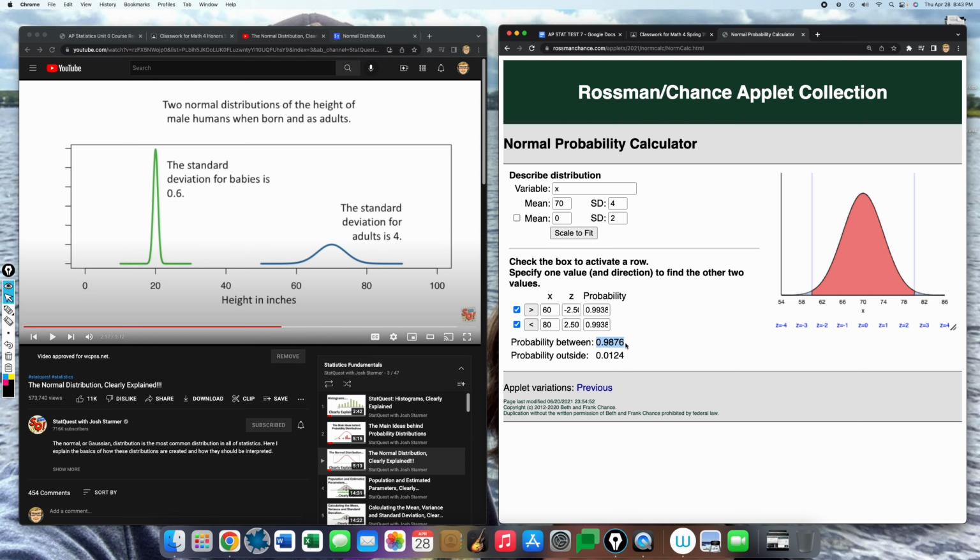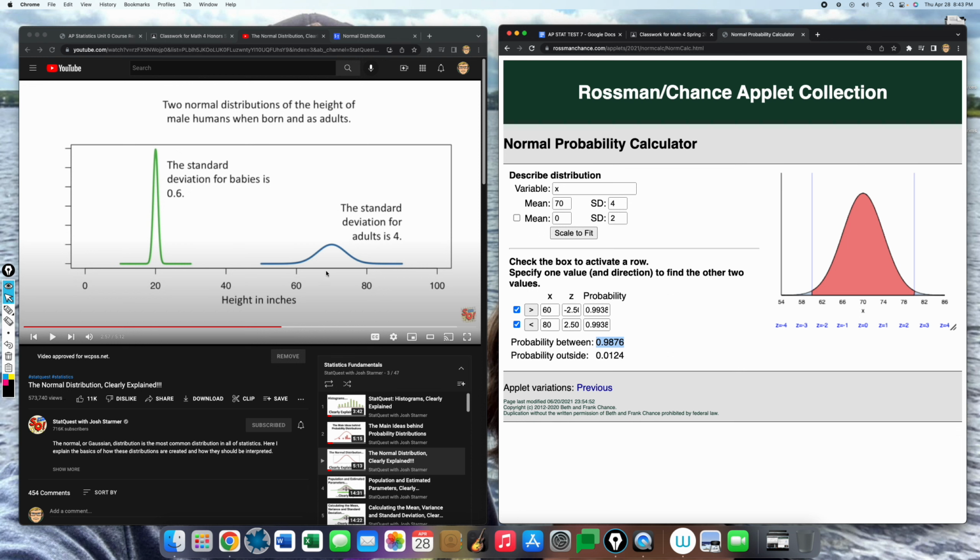So almost 98.7%. It's very rare for a male to be shorter than 5 feet, which is 60 inches. Also, equally rare for a male to be taller than 6'8", which is 80 inches, right? So almost all adult men have heights between 60 and 80.